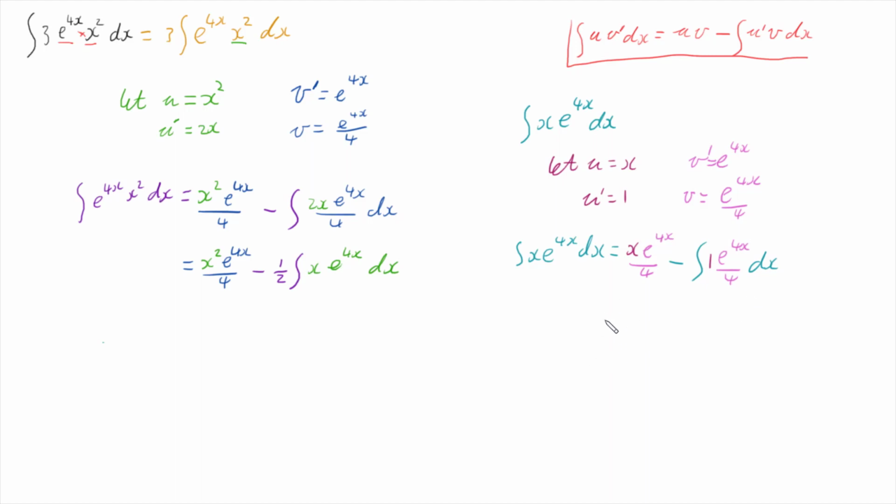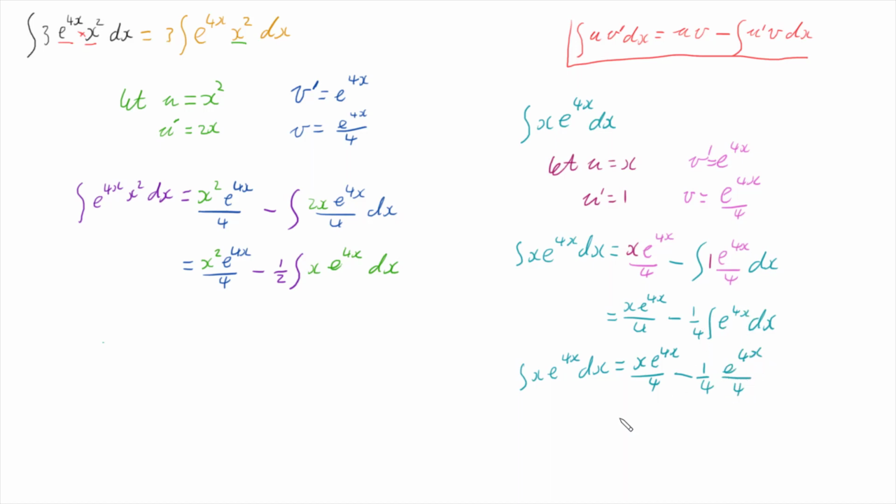So let's take out that constant of a quarter there. So we're going to have minus a quarter integral of e to the 4x dx. So I've just got to do this integral. So my integral of x e to the 4x dx is going to be x e to the 4x on 4 minus, we've got the quarter, and e to the 4x integrated becomes e to the 4x on 4.